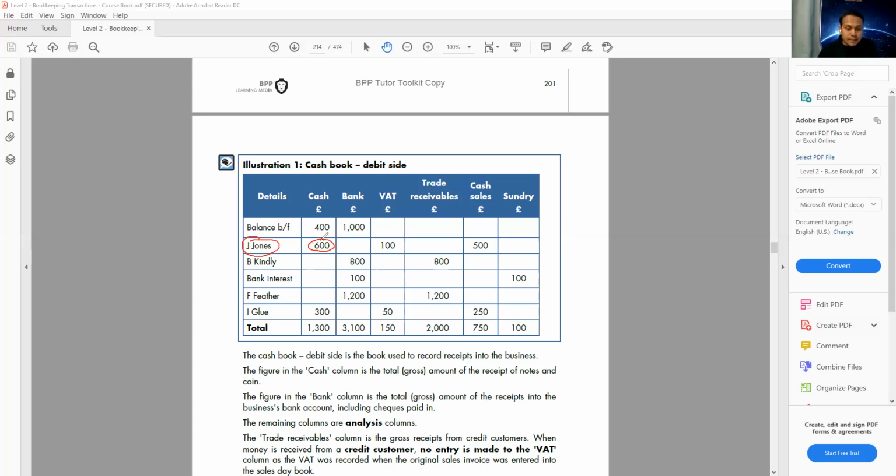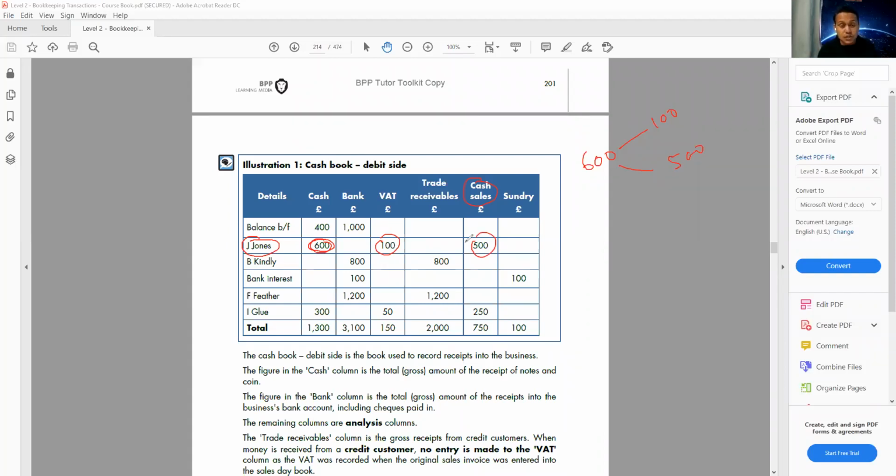As he paid me cash, I can see this in the cash sale column, that is my cash sale. So if it is my cash sale of £600, inside the £600 there is a portion of VAT. How much is the VAT? £100. So £100 is for the HMRC, and £500 is for my sale, is for me, because I never paid VAT for that before. So I have to split the VAT.